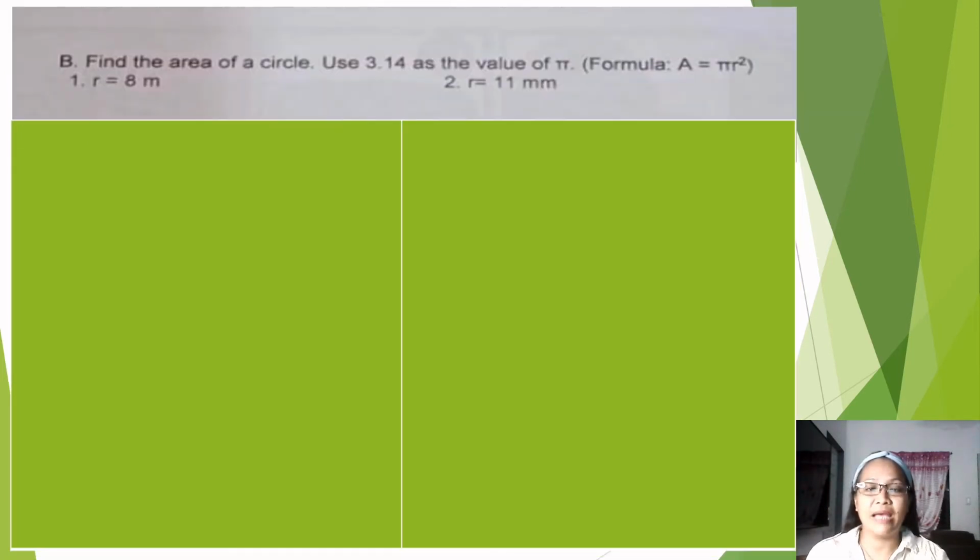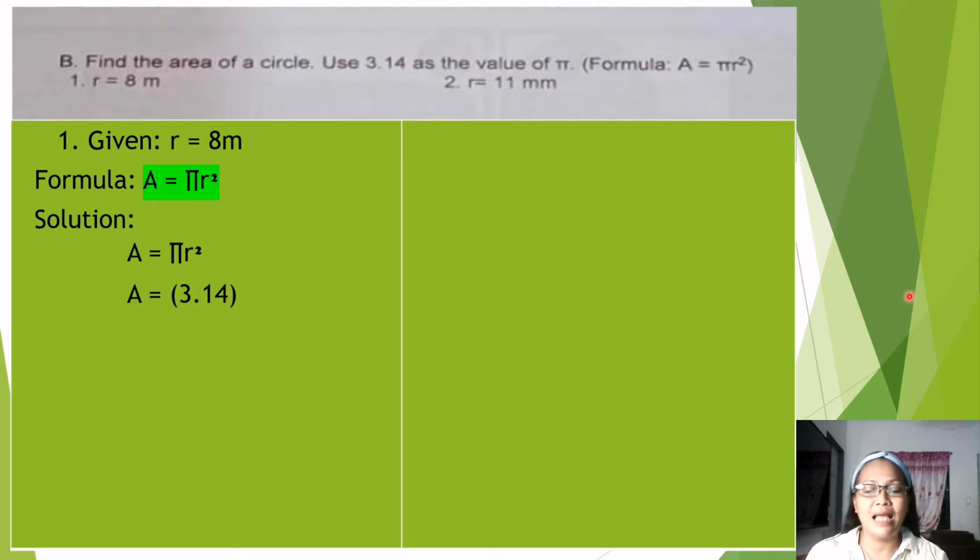Letter B, find the area of a circle. Use 3.14 as the value of pi. So we're now on area. First, we need to find the given for number 1. So r equals 8 meters or 8 m. And then find the formula for a circle. We have A equals pi r squared. A means area. After that, for our solution, first we need to copy the formula as our guide and then substitute the given.